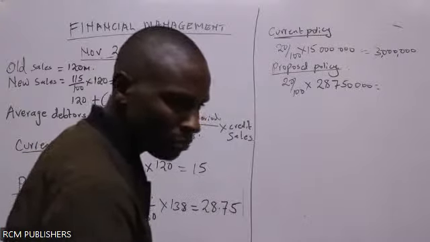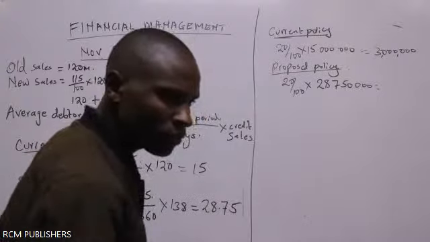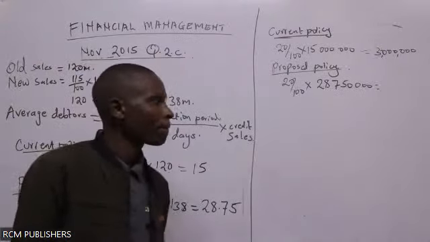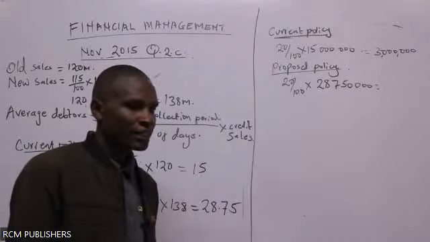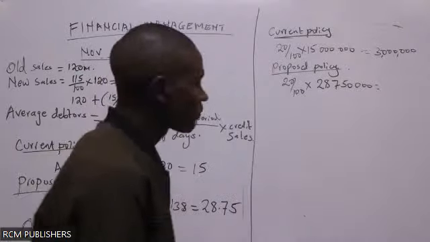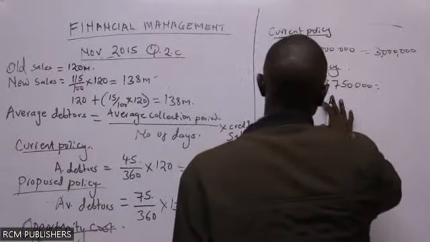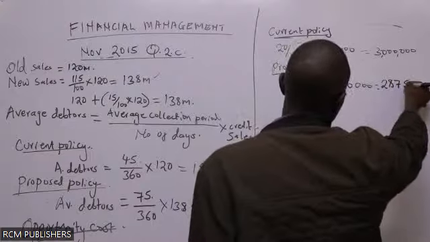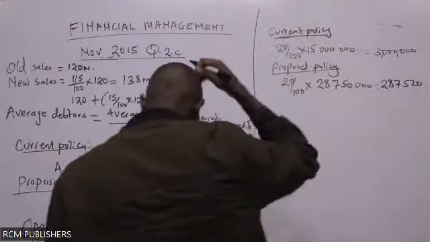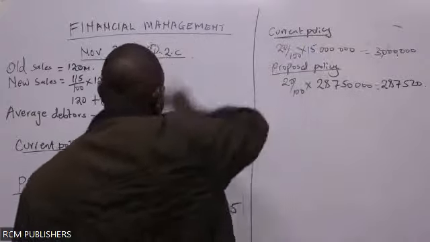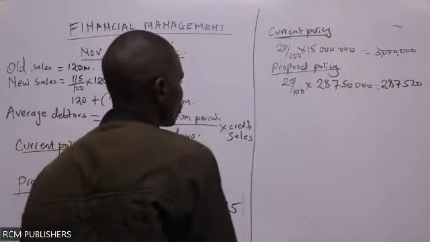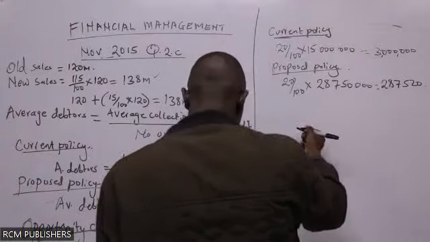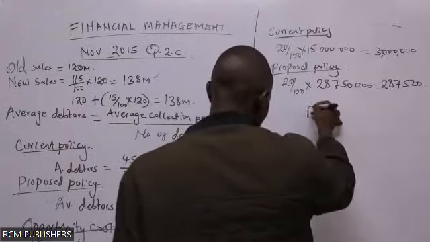Kama tumepewa zote hapa. 3 million. Thank you. 287 by 20, 287 by 20. Sasa unasema if you have that information, it's a good approach. You come and say you can have your table of proposed policy hapa.